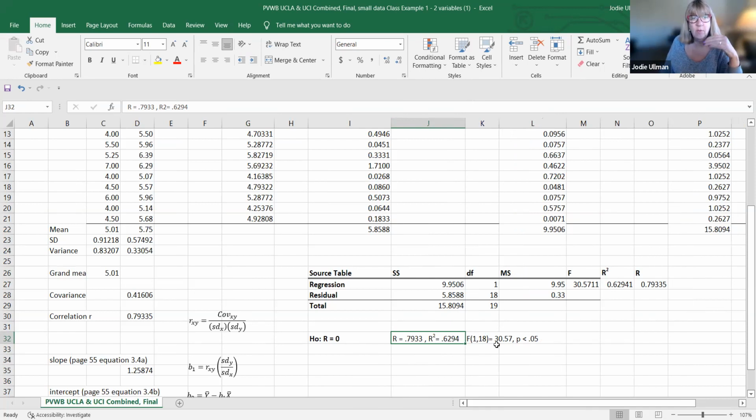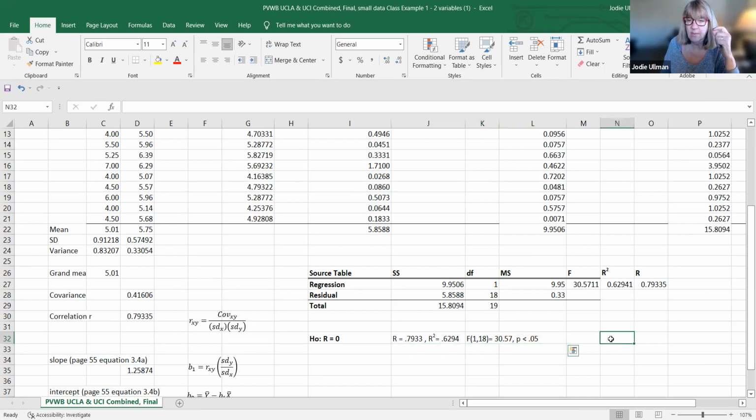And then just like always, we want to explain it. So we want to be able to say, well, how important is it? So the measure of importance, of course, is R squared. So 62.94% of the variance in awe is predicted by positive emotion. And then here's your full APA format statement.